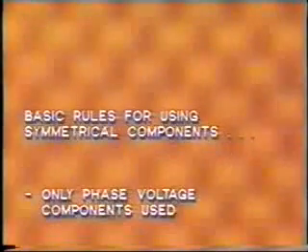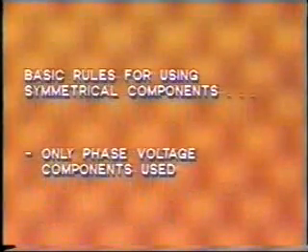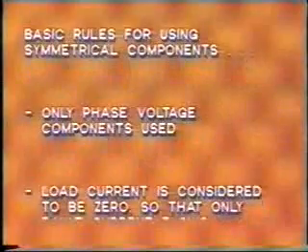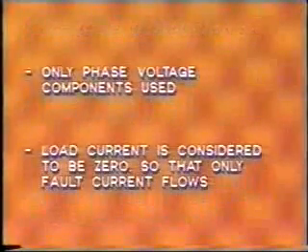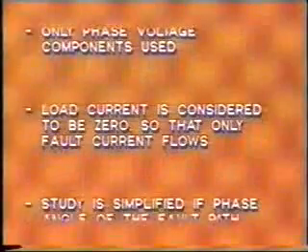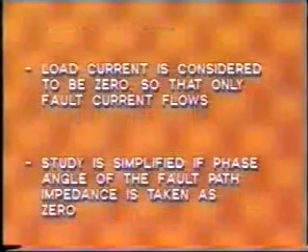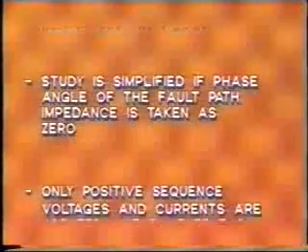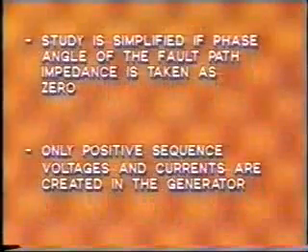Breaking the quantities down into symmetrical components helps us visualize the conditions. In fact, any unbalanced system of currents and voltage can be represented by a combination of positive, negative, and zero-sequence components. There are several basic rules we should remember in connection with this method. Only phase voltage components are used. The load current is considered to be zero, so that only fault current flows. Current in the uninvolved phases is taken as zero. The study is simplified if the phase angle of the fault path impedance is taken as zero.